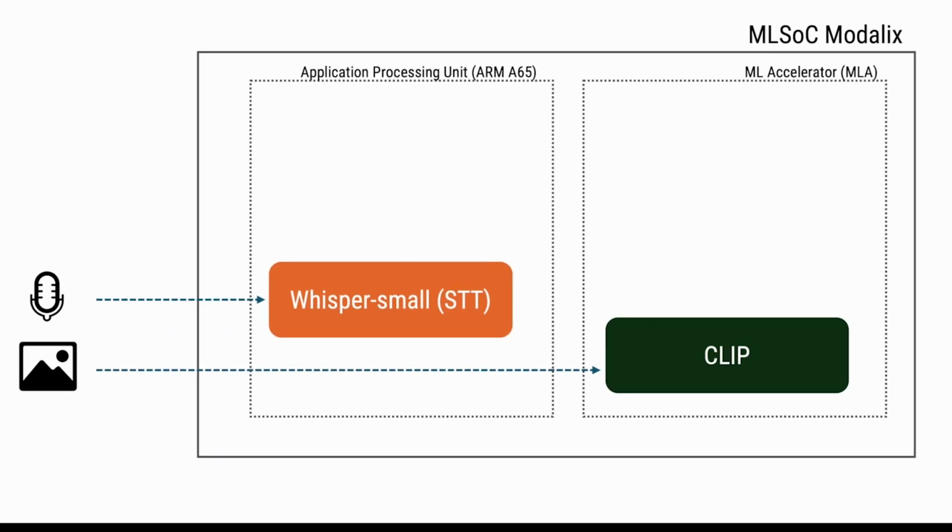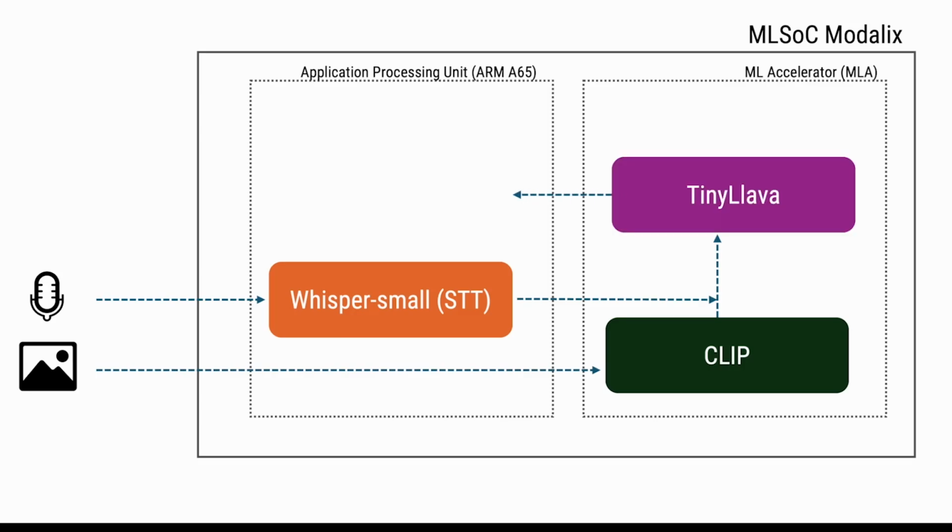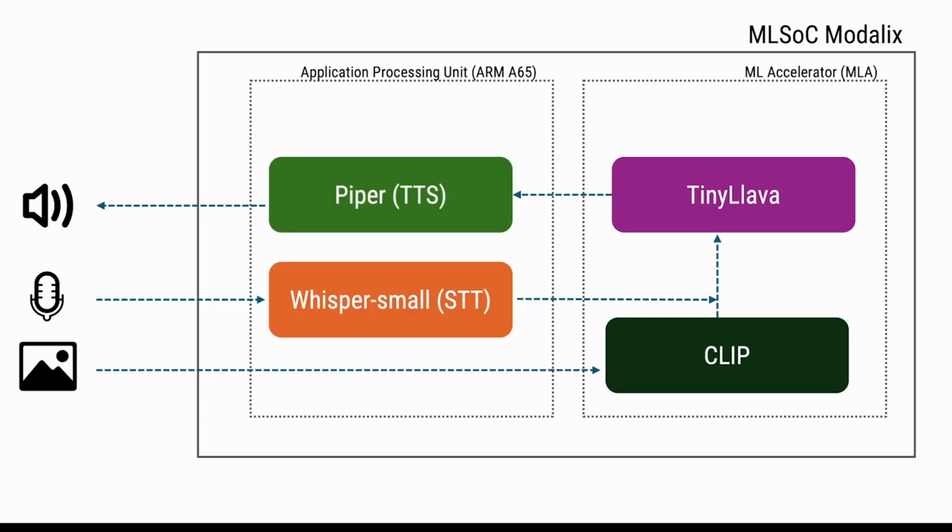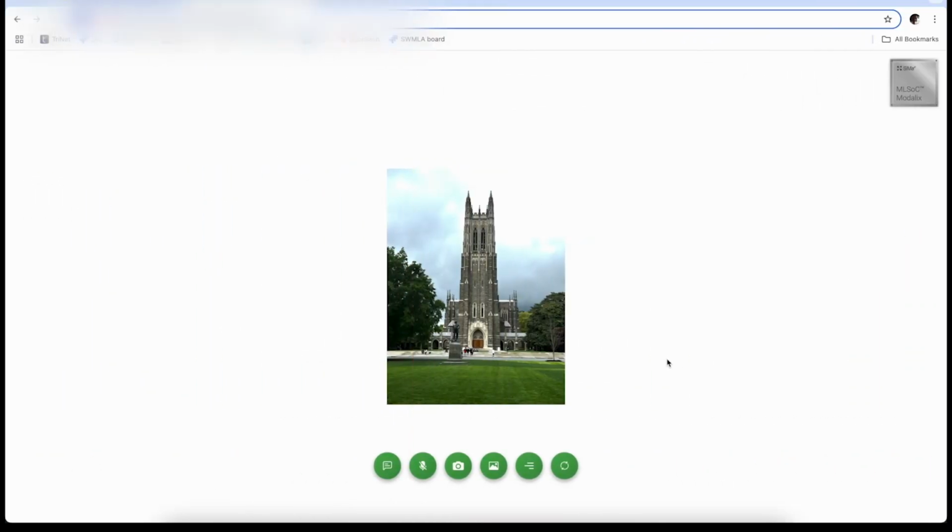A transformer model called CLIP that runs on Modalics will first convert this image into 576 tokens. These tokens will then be processed in batch by the tiny Llama model, thus resulting in a sub-second time to first token. Tiny Llama will then generate new tokens one at a time. These tokens will be converted into words and fed to the Piper text-to-speech model that also runs on Modalics.